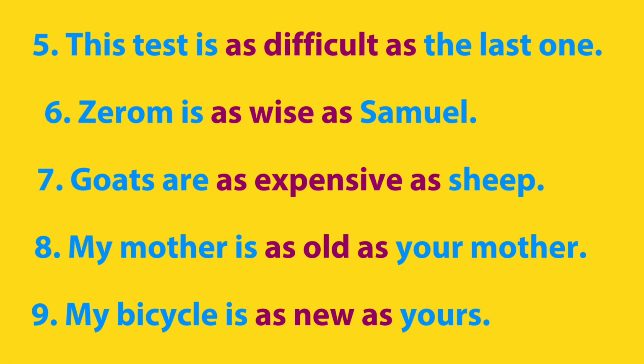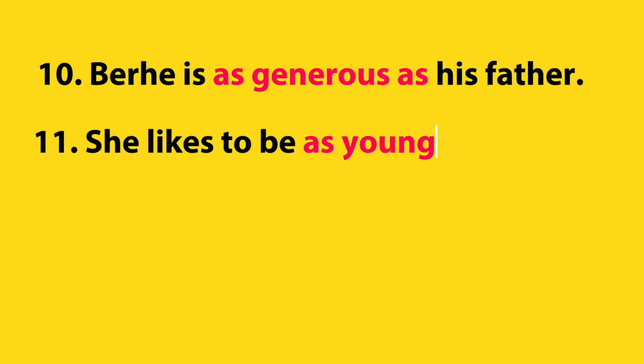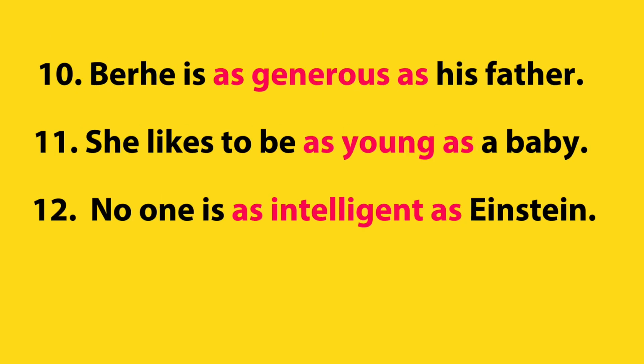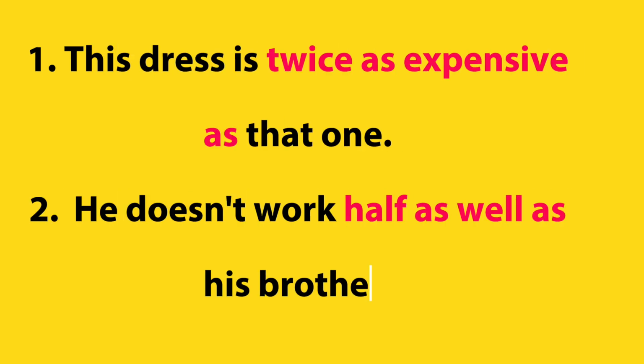8. My mother is as old as your mother. 9. My bicycle is as new as yours. 10. Bahay is as generous as his father. 11. She likes to be as young as a baby. 12. No one is as intelligent as Einstein. Keep in mind these as well. 1. This dress is twice as expensive as that one. 2. He doesn't work half as well as his brother.